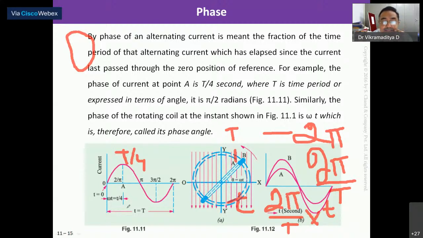So 45 degrees means, when I say the given quantity has a phase of 45 degrees, it means it has started at T by 4 time.